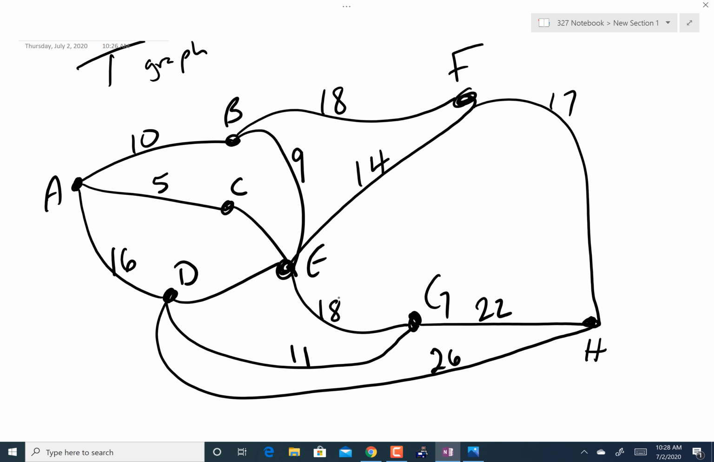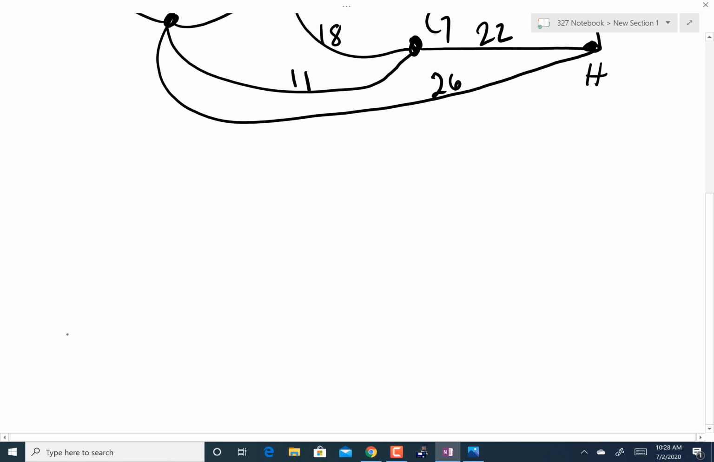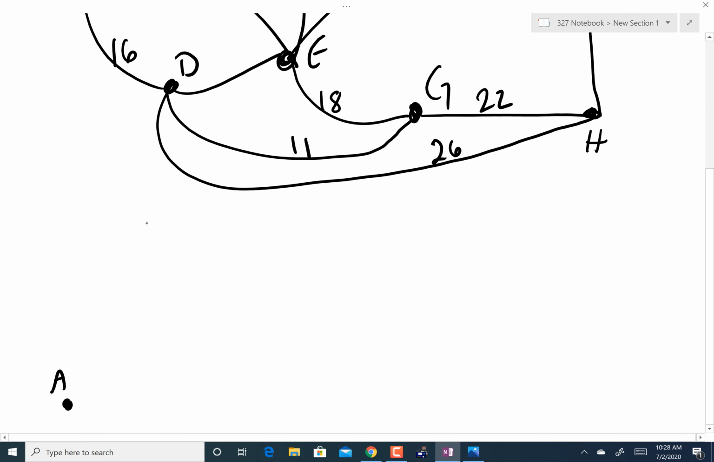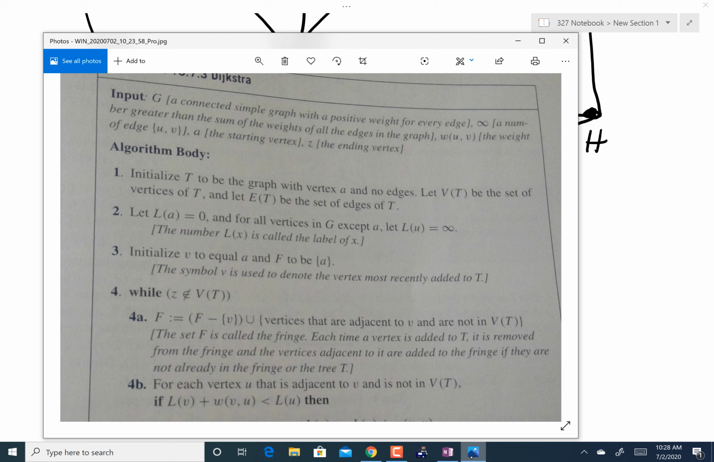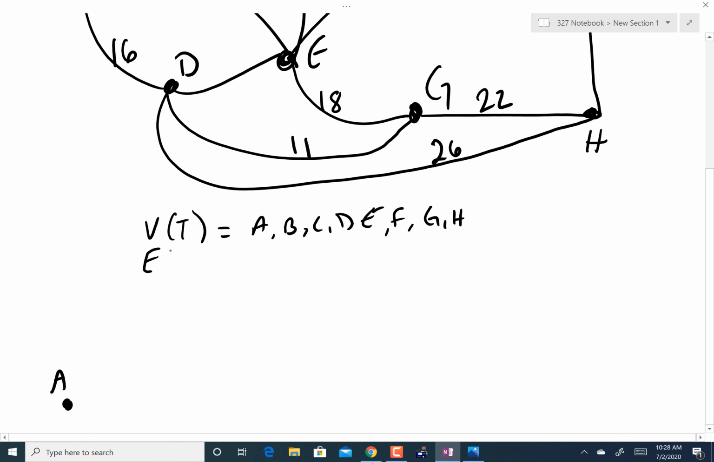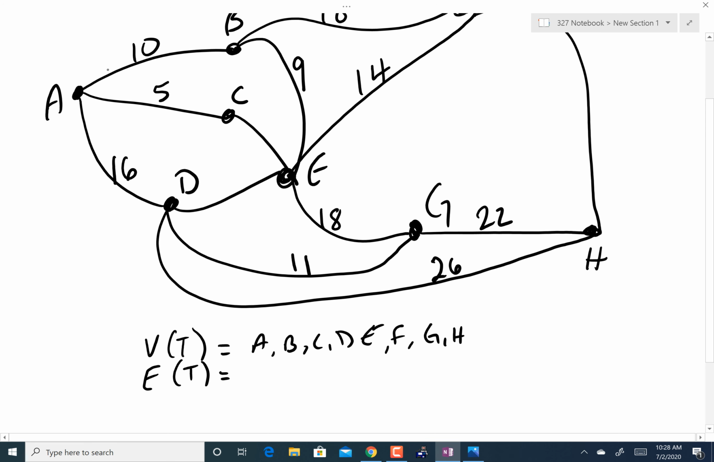Now, it doesn't really matter which one you start with, but we're just going to start with A. So initially what we're going to be doing here is starting off with A. We're going to have a set of vertices. So our set of vertices, V of T, is equal to A, B, C, D, E, F, G, and H. And then E of T is the edges of T. The edges are not labeled here, but you could go in and label them E1, E2, and so forth.